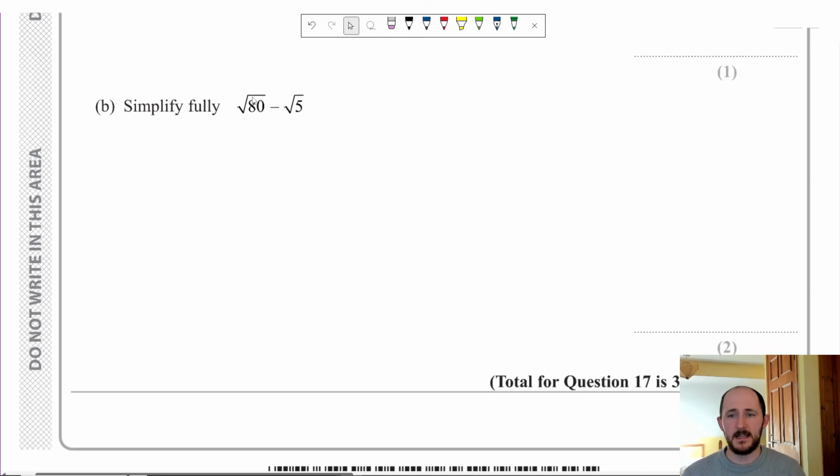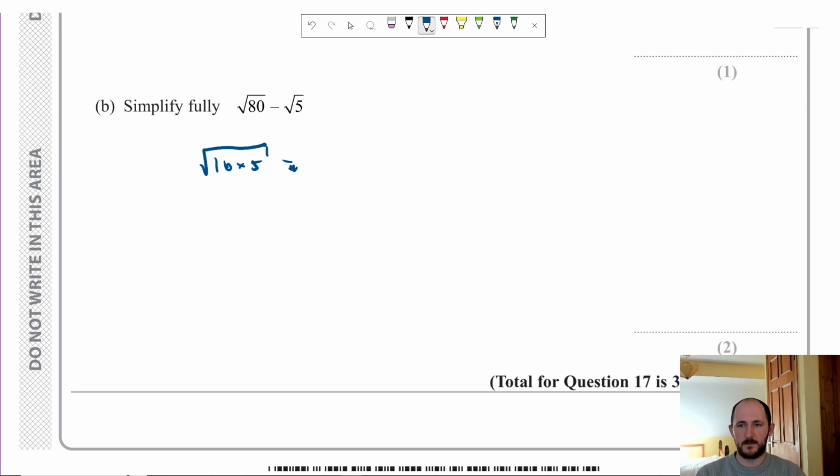For part B, simplifying. When you simplify surds, you break down the number into 2 numbers that need to multiply to 80, but ideally one of them is a square number. Because they're saying simplify, I'm willing to bet that I can break this down into 5 times something, because this is already 5. Okay, 5 times what gives me 80? Well, 80 divided by 5 is 16. So I could break that into 16 times 5.